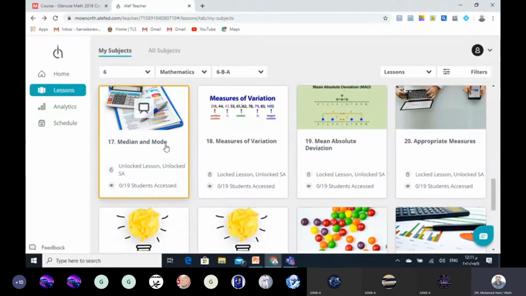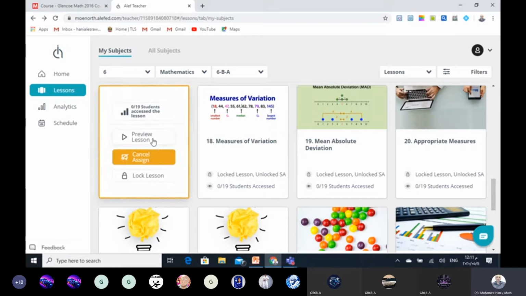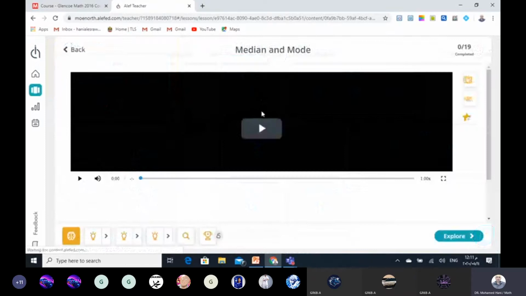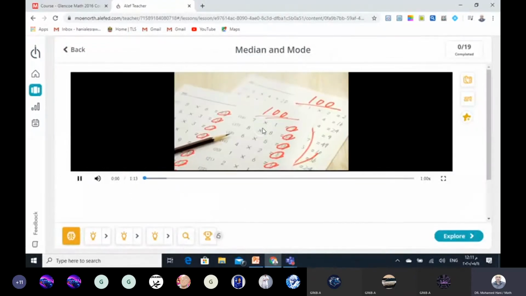This is our lesson today, median and mode. When you finish your schedule today, go to your account and go to this lesson. At the first step, go to the big idea and show all videos here.